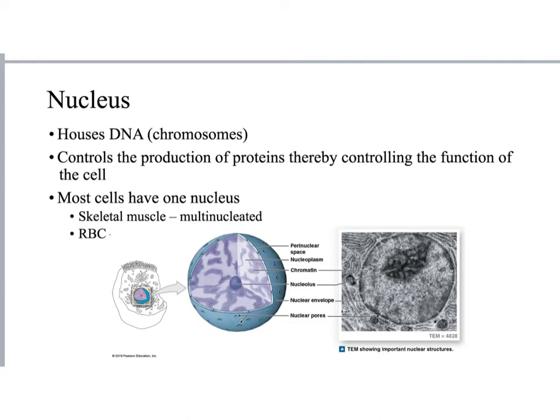Red blood cells, on the other hand, actually have no nucleus, and that's because they don't produce any proteins, and we'll talk about that when we get to the blood chapter. So skeletal muscle is multinucleated, and red blood cells have no nuclei. Otherwise, there are a few other multinucleated cells, but for the most part, most cells have one nucleus.